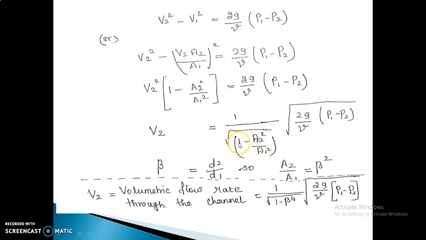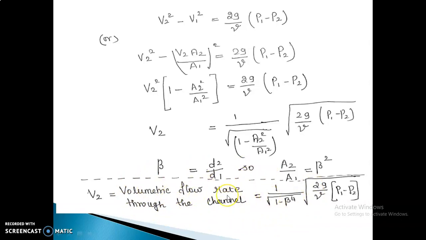I am just going to express the given expression in terms of diameter. So beta, I am going to assume, is D2 by D1. So A2 by A1 is nothing but beta squared. Now the equation becomes V2 equals 1 by root of 1 minus beta power 4, into root of 2G by gamma of P1 minus P2, where V2 is nothing but the volumetric flow rate through the channel. This is what we are going to calculate.